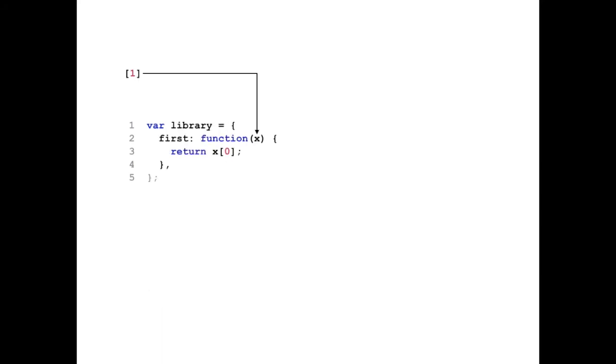Now let's remind ourselves of the first function, the definition. It takes an array, in our case just an array with 1 in it, and returns the first item, which gives us back 1, and we're done.